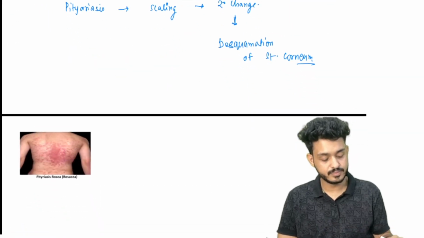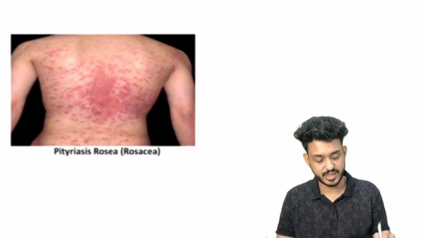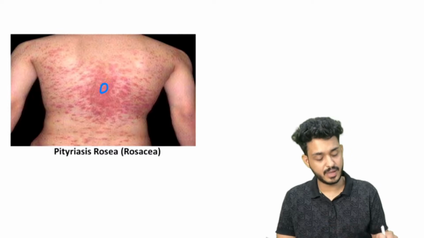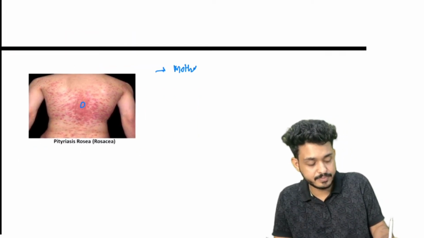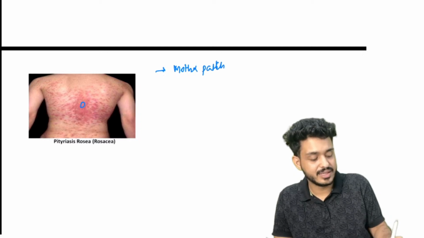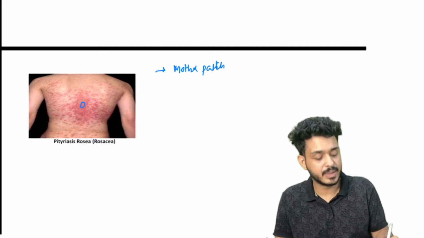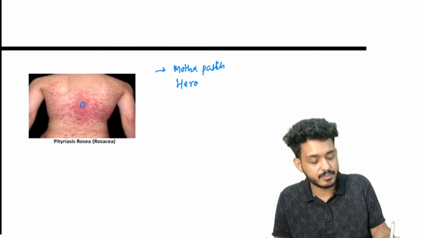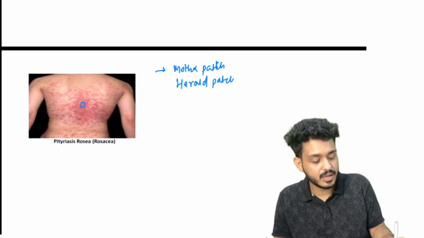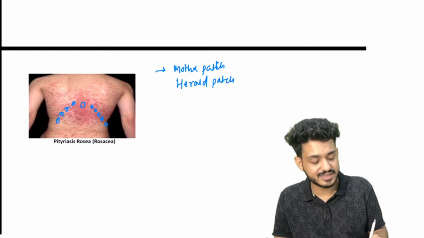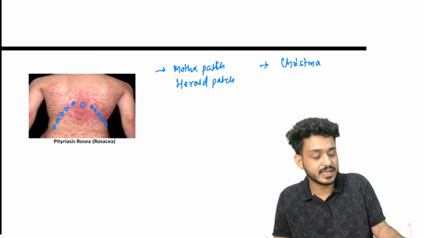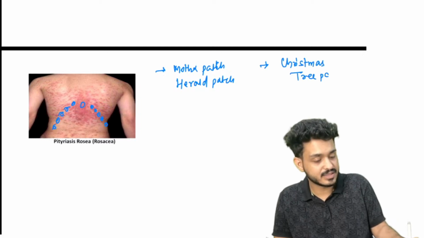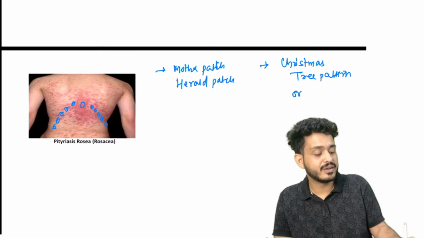So this is your pityriasis rosea. You will be having red color marks. The first patch that is developed is known as mother patch or herald patch. These are the basic history that has been given multiple times. Then what will happen? After that, you will be having development of other patches in a specific pattern. This is known as Christmas tree pattern or fir tree pattern.